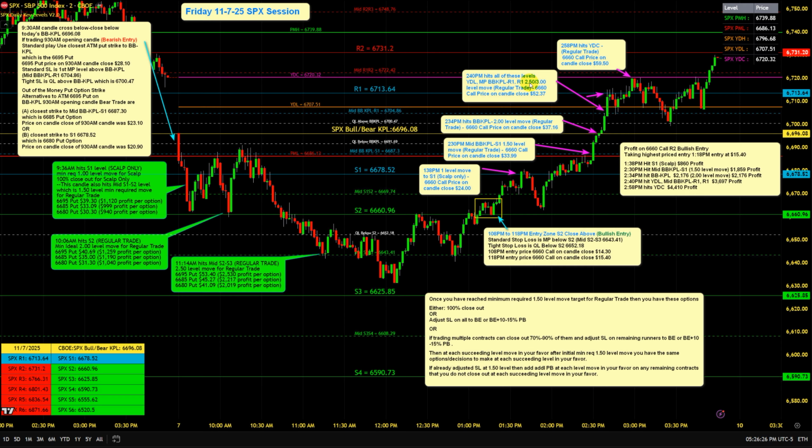Okay, so here we have both the 2.5 level move and 3 level move. The 66.60 call price on the candle close is $52.37. That's a $3,697 profit per contract. So whatever contracts you had remaining here, if you rode it up to here, then that is the profit on those.